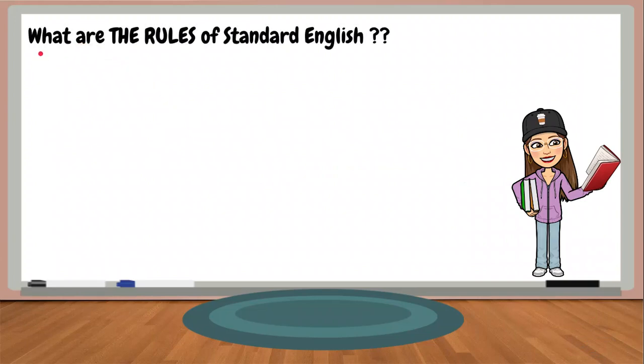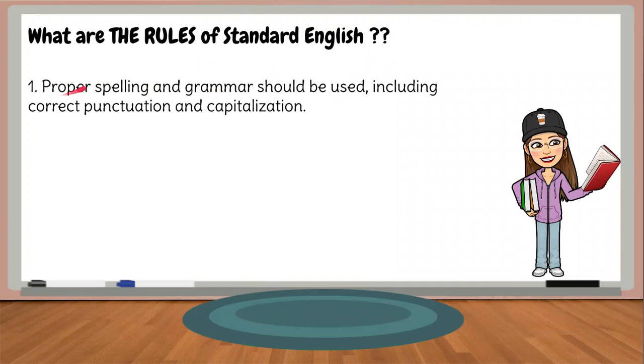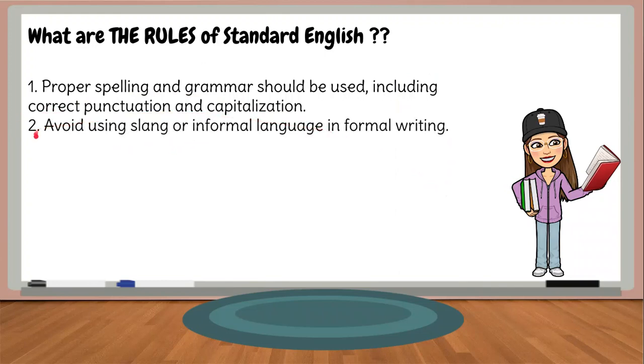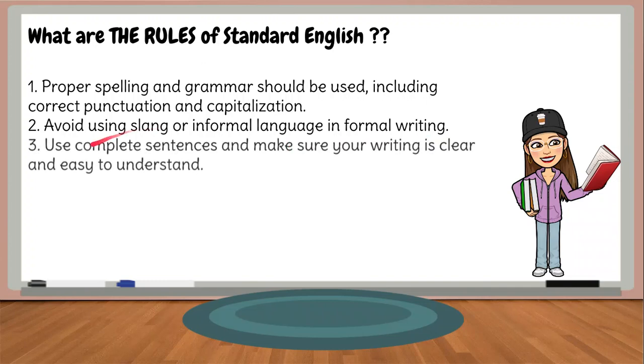Now, let's go to what are the rules of Standard English. Here we will see the rules of the Standard English. First, there has to be proper spelling and grammar, including correct punctuation and capitalization. Second, avoid using slang or informal language in formal writing, such as ain't. Third, use complete sentences and make sure your writing is clear and easy to understand.